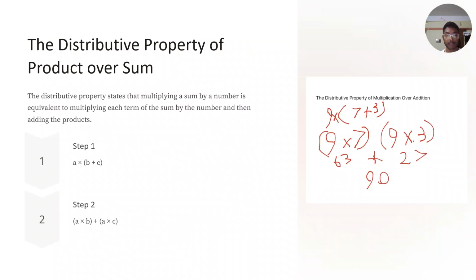Now we have the distributive property of the product over sum. The distributive property says that multiplying a sum by a number is equivalent to multiplying each term of the sum by the number and then adding the products. In step 1, as you can see, a cross, b plus c, and in step 2, a cross b plus a cross c. These are the formulas that we follow in the distributive property of product over sum.